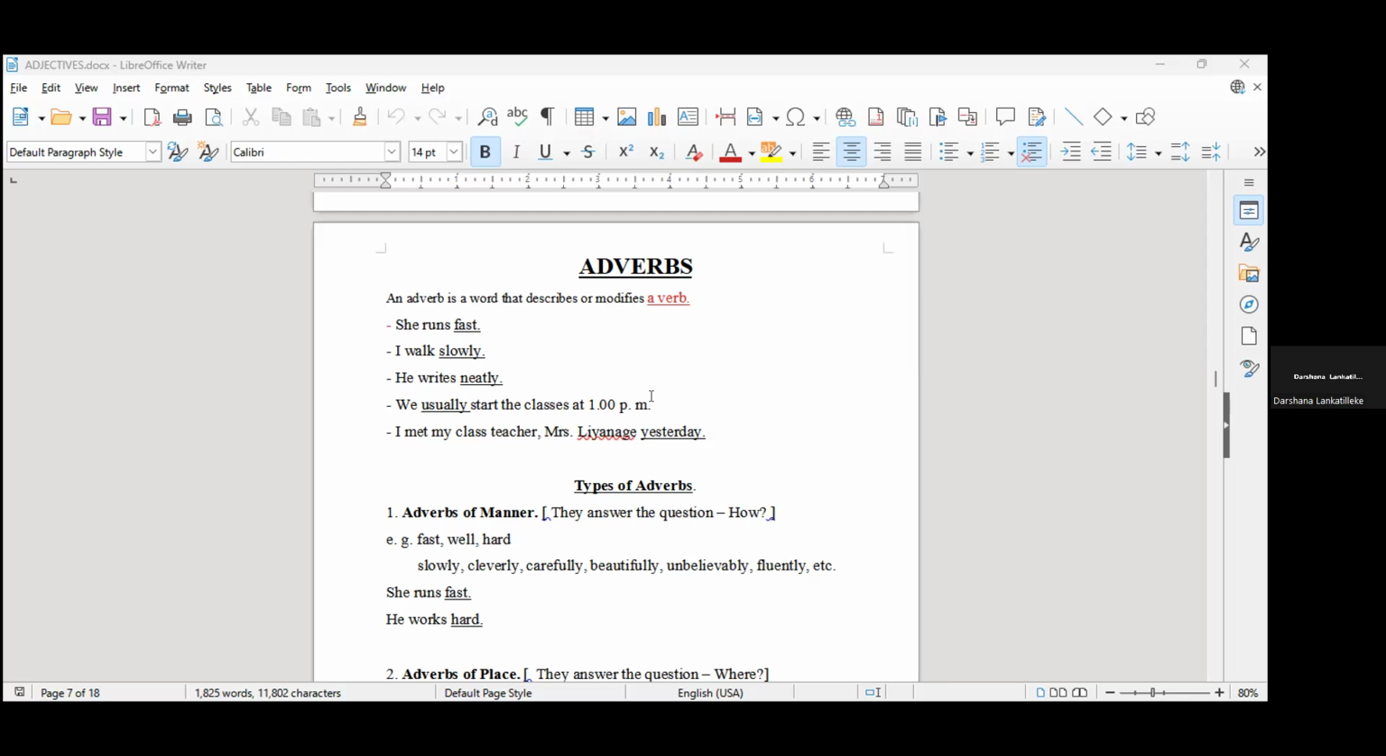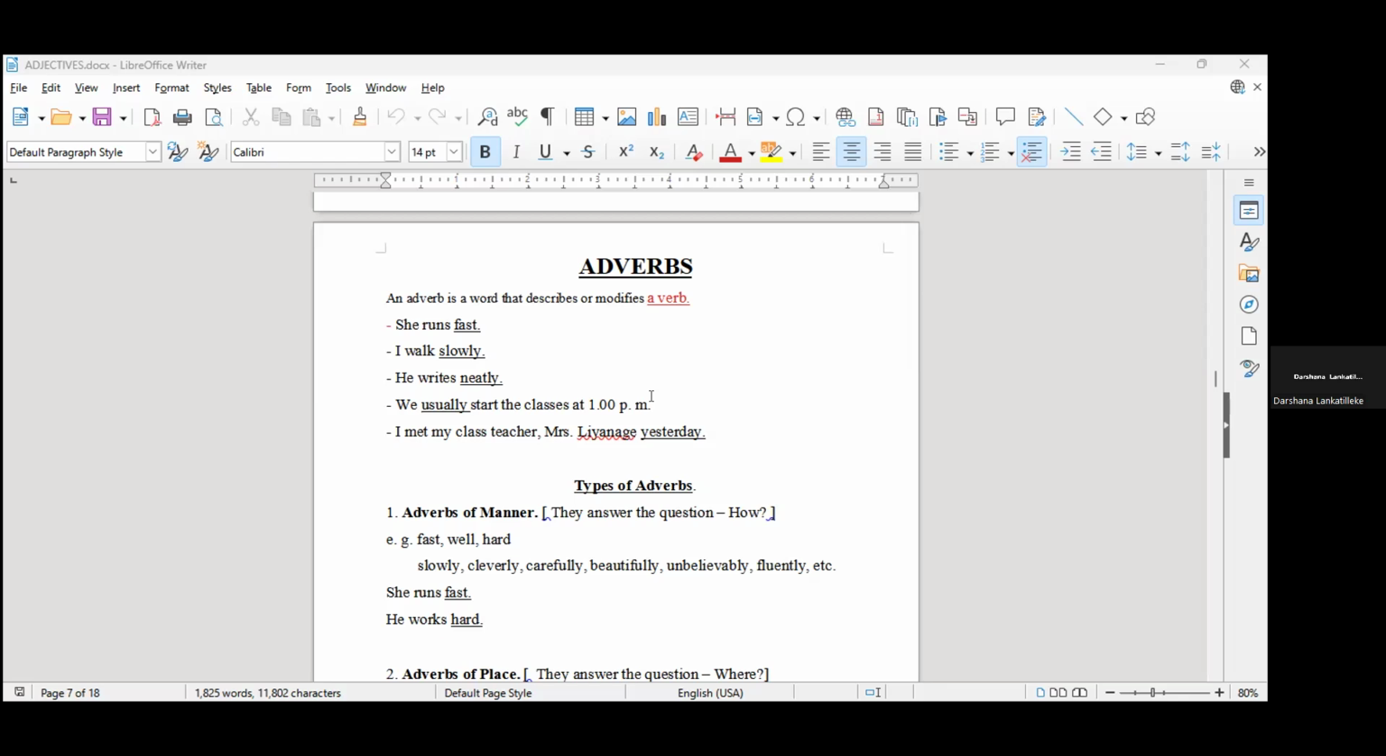Then, I walk slowly. I is the subject here. The verb is walk. The action word. Verb is the action word. So walk is the verb here. How do I walk? Slowly. So the word slowly describes the verb walk here. So they are called adverbs. Now here, fast, slowly, they are adverbs, right?